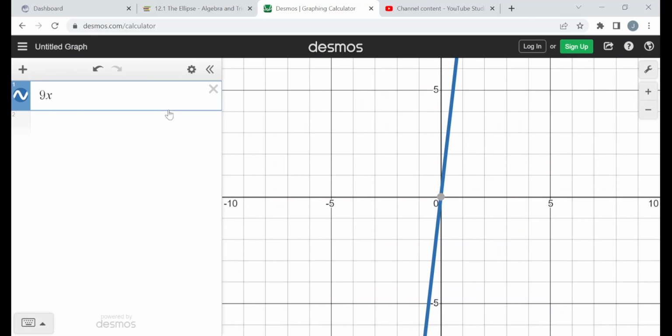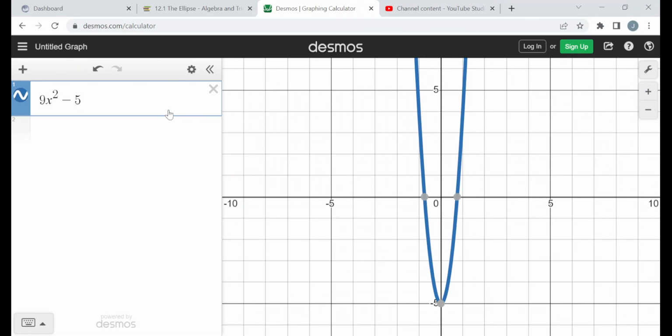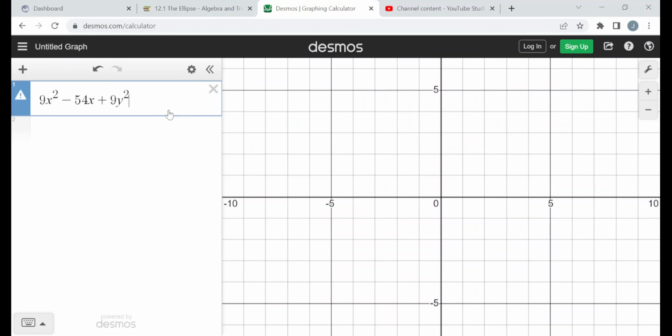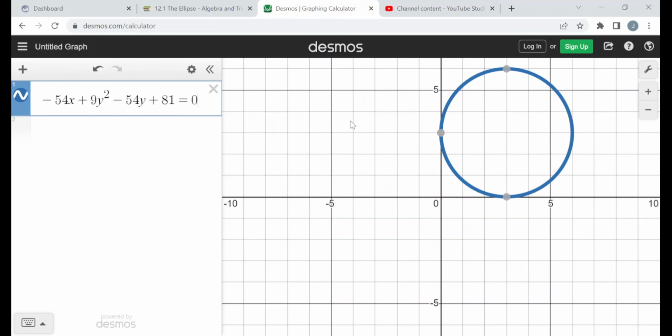So 9x squared minus 54x plus 9y squared minus 54y plus 81 equals 0, and there's a circle. 3, 3 is the center, so you've got 3, 0, 0, 3, 6, 3, and 3, 6, right? All those vertex points that I wrote are on there, and I would have plotted those and graphed this circle. And of course the center 3, 3 is there as well. But it's not a solution. Remember, the center is not a solution. It's just a guide.